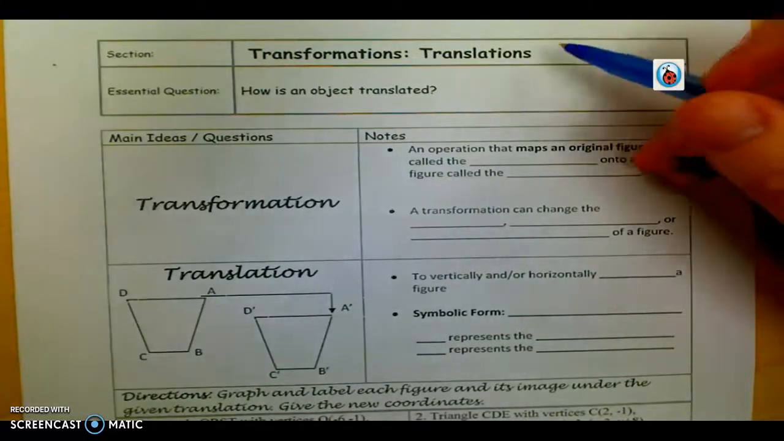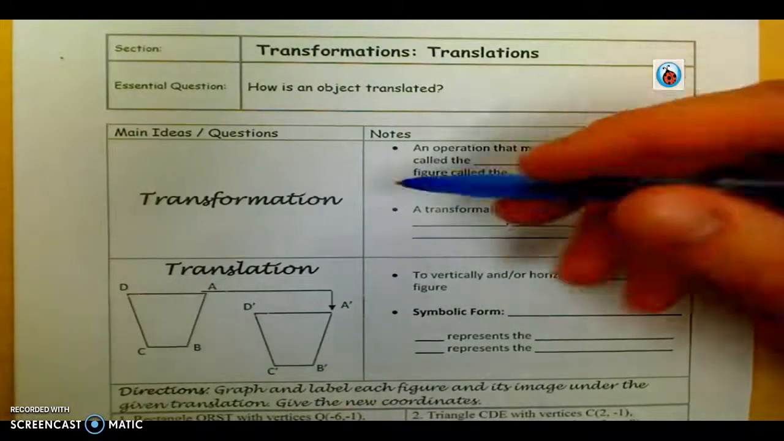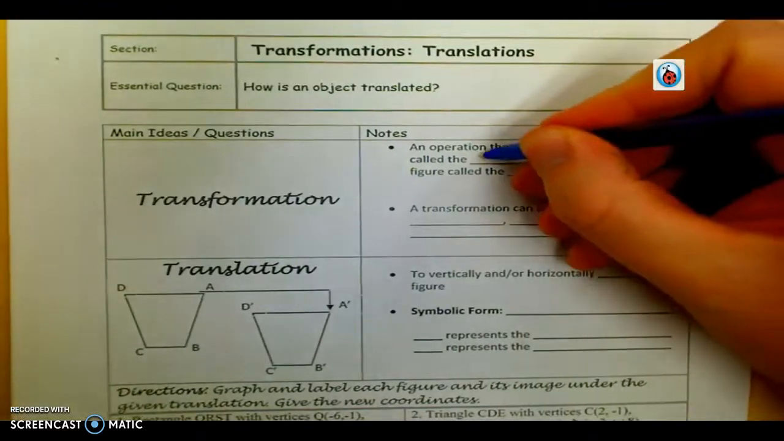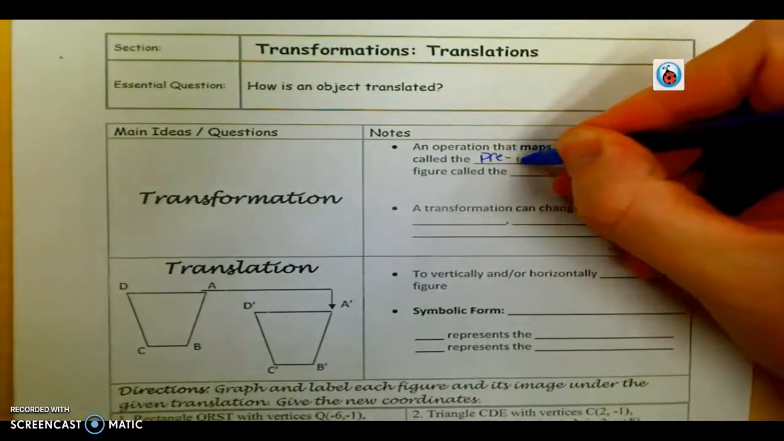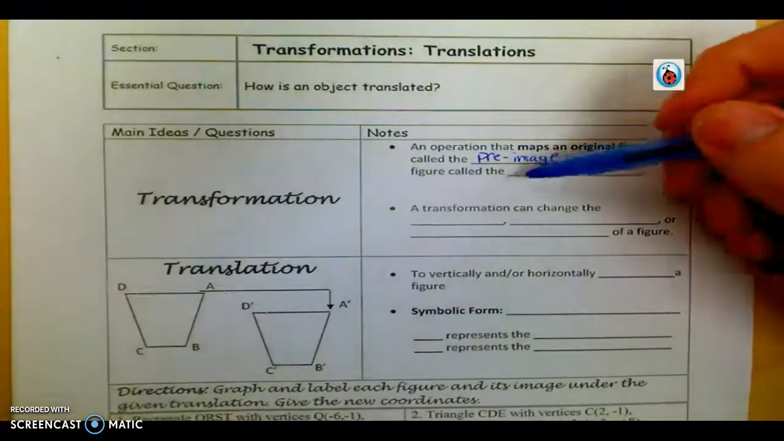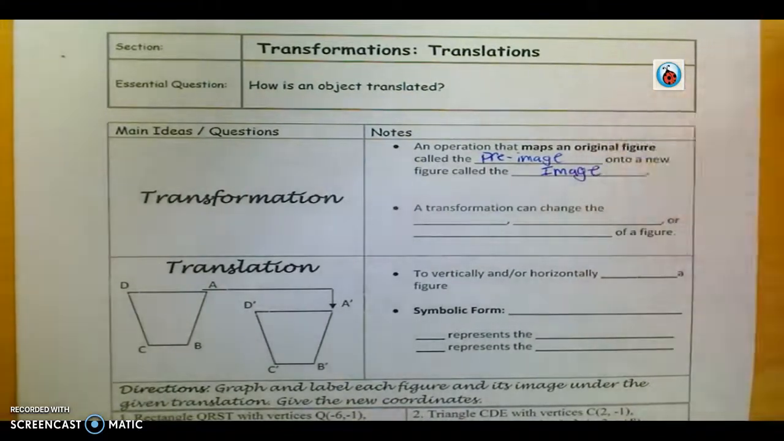Right? So just some notes about transformations: a transformation is an operation that maps an original figure called the pre-image onto a new figure called the image. Right? We're going from a pre-image to an image.